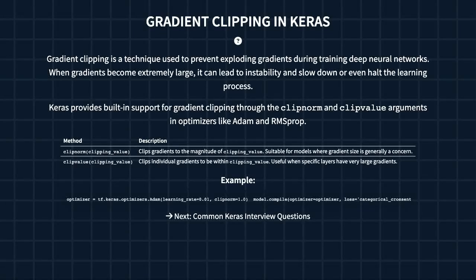Okay, let's talk about gradient clipping. Imagine you're training a really complex neural network. It can get wild. Sometimes the gradients, which tell the model how to adjust its weights, become huge, like really huge. This is called exploding gradients, and it's a big problem because it can make training unstable or even stop entirely. Gradient clipping is basically a safety net.